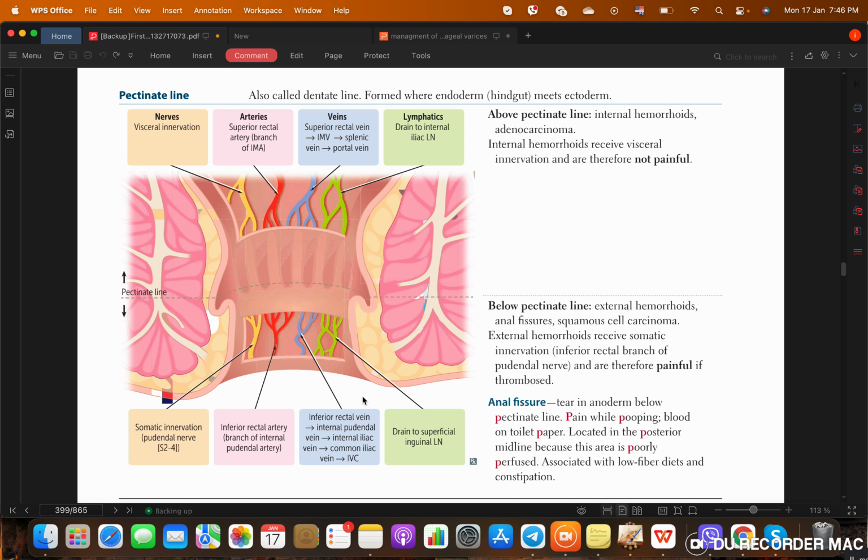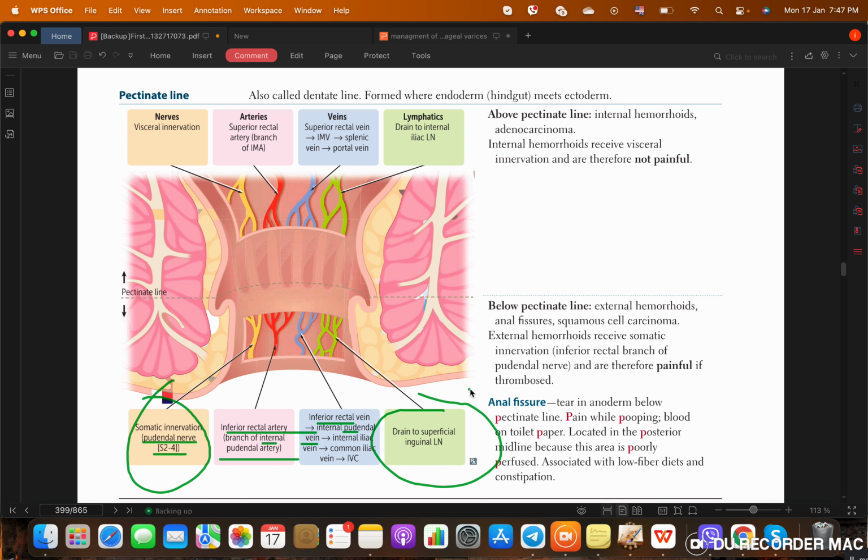So you can see that the innervation after the pectinate line is somatic. It means that we feel it. And it comes from the pudendal nerve, so that's S2 to S4. Also, the blood supply comes from the inferior rectal artery. This is high yield. You need to know that it comes from the internal pudendal artery. Pudendal nerve, pudendal artery. Okay, the inferior rectal vein goes to the internal pudendal vein as well, then the internal iliac, common iliac, and goes to the IVC.